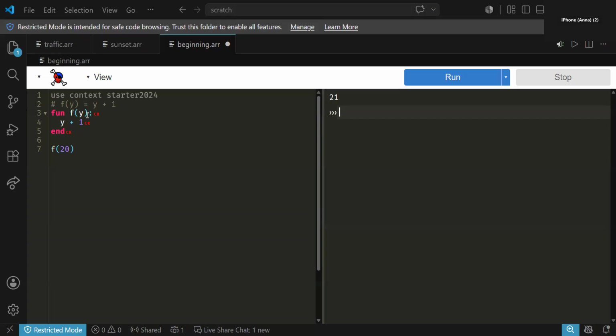It just so happens, y takes 20. Yeah. So there's a notion of variable substitution happening here, right? On line 4, what is y? Oh, y is 20 because that's what we called it with. Okay. Now what happens if I do this?